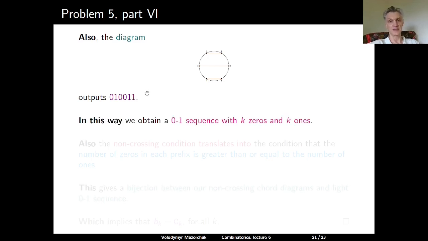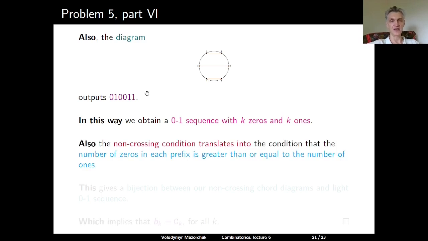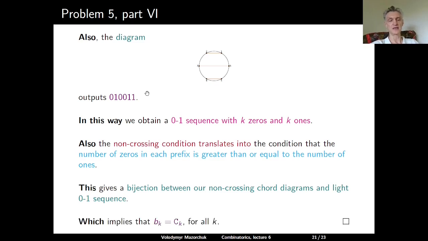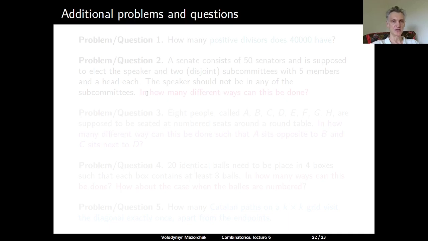And in this way, we obtain a 0-1 sequence with k zeros and k ones. And the condition that we have a non-crossing collection translates exactly into the condition that the number of zeros in each prefix is greater than or equal to the number of ones in each prefix. And this gives us a bijection between non-crossing chord diagrams and what we called light 0-1 sequences during the lecture. And this indeed implies that b_k is equal to the Catalan number c_k for all k.